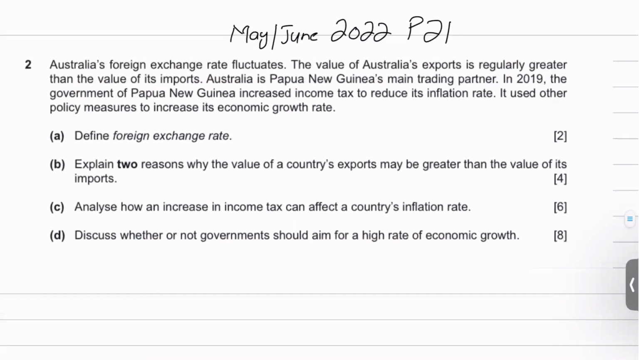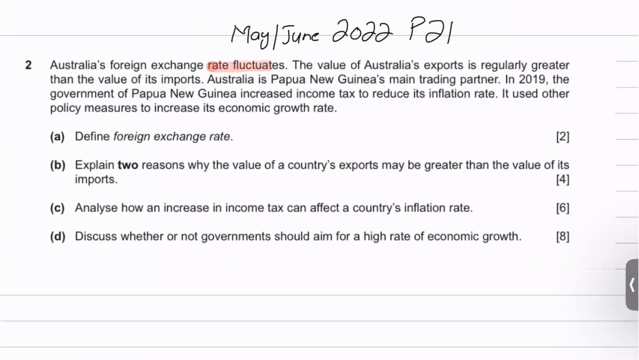The question says Australia's foreign exchange rate fluctuates, which is sort of telling us that it's a floating exchange rate system, and that is why it has been fluctuating. Or possibly it could also be a managed floating system where the government intervenes. But anyways, the value of Australia's exports is regularly greater than the value of its imports, which is a good sign. It's indicating that Australia has a healthy balance of payment.